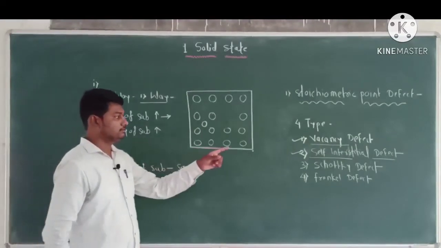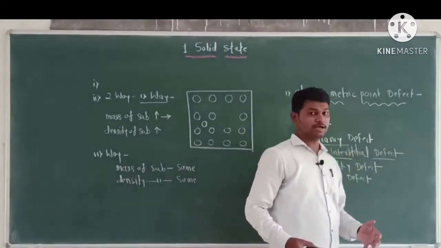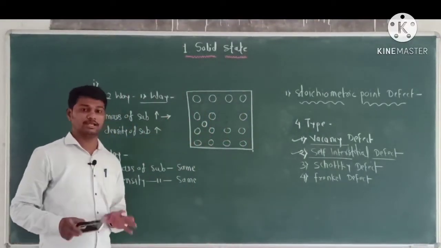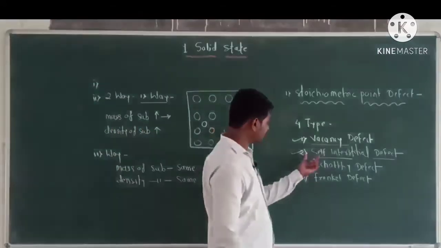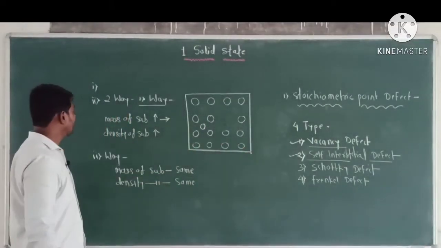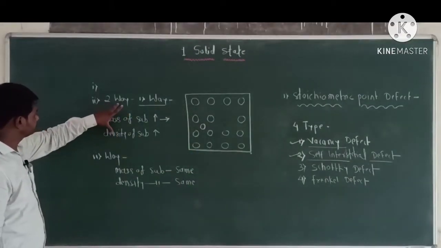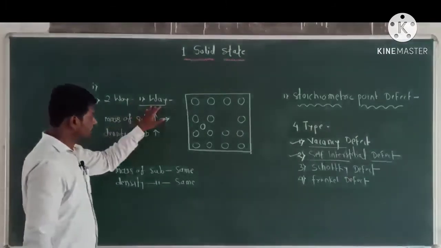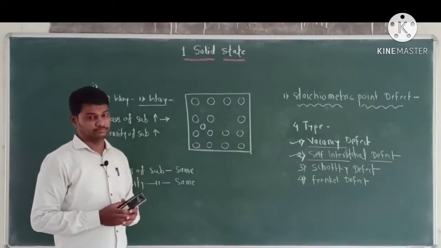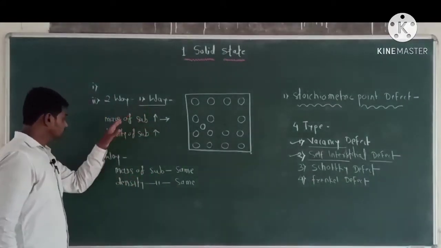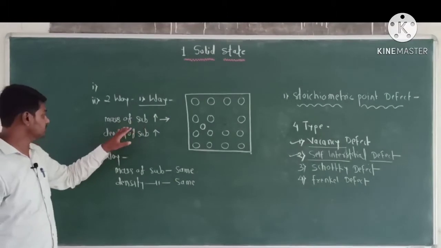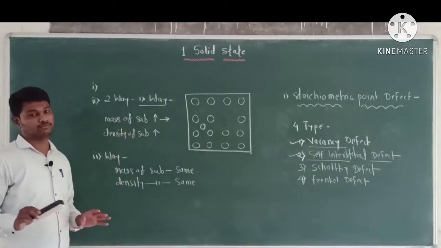In a self interstitial defect, some extra constituent particles occupy the interstitial site of a crystal lattice, therefore such a type of defect is called a self interstitial defect. Self interstitial defect is formed or occurs in two ways. In the first way, some extra constituent particles occupy the interstitial site. Now in this way the number of constituent particles increases, therefore the mass of the substance increases and hence the density of the substance increases and volume remains the same.